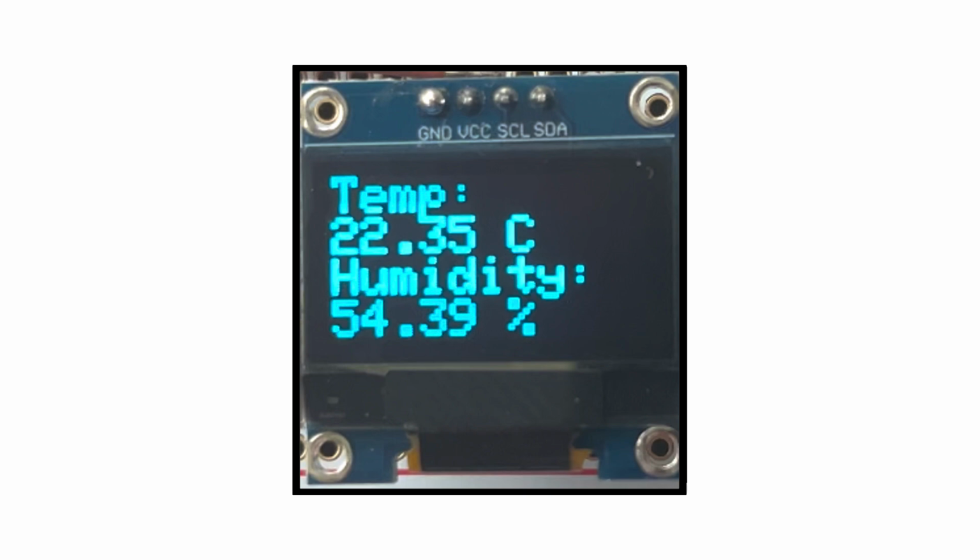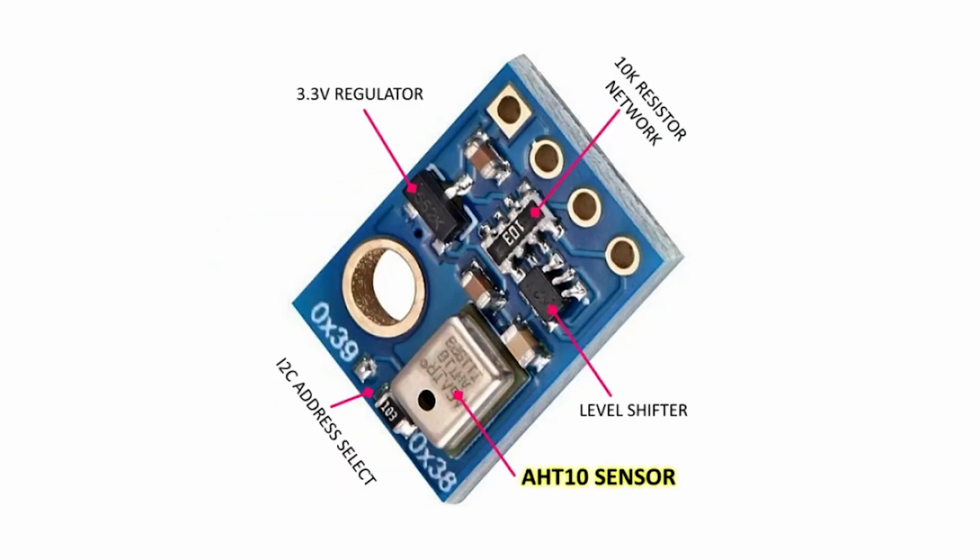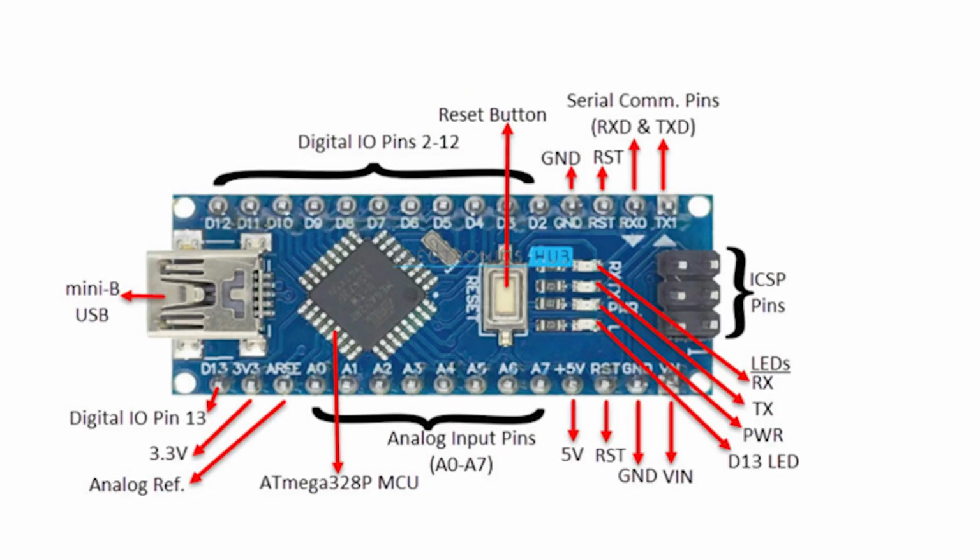appealing interface. The AHT10 is an integrated digital sensor designed to capture temperature and humidity data by outputting digital values using I2C. The chip uses a 3.3 volt regulator, a 10K resistor network, a level shifter, and an I2C address select to take data from the sensor to I2C communication.